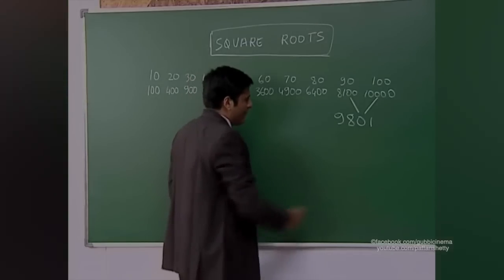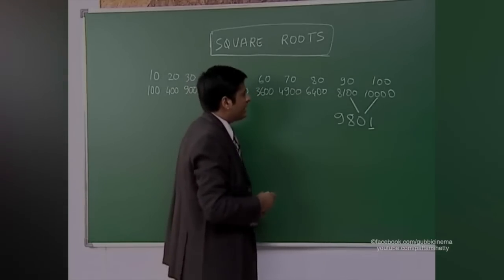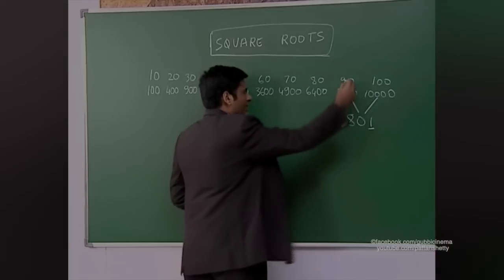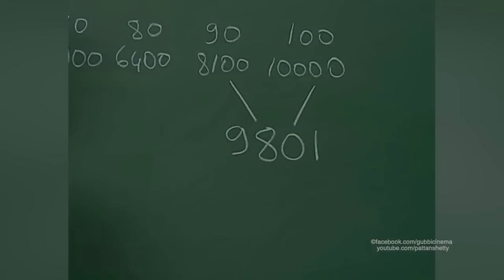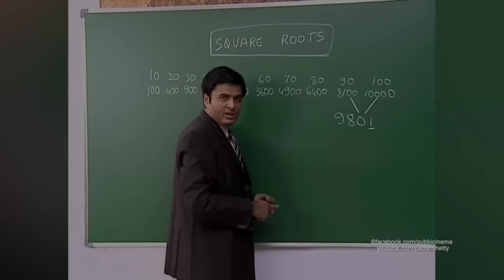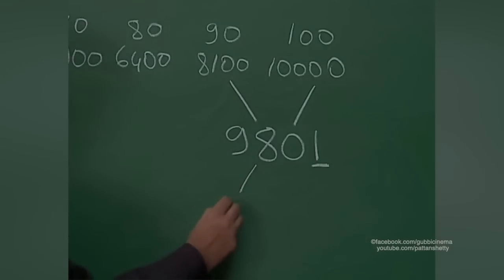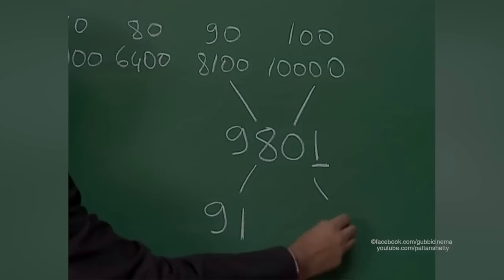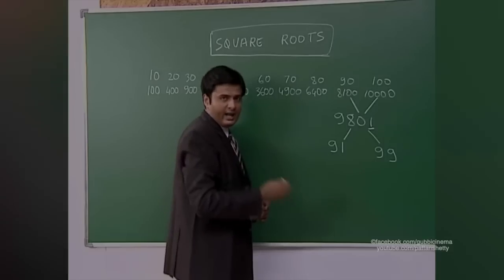Now, because the number ends in 1, as we have seen, the square root will end in 1 or 9. We know that the answer is between 90 and 100, and also that it ends in 1 or 9. Between 90 and 100, we have numbers like 91, 92, 93, 94, 95, 96, 97, 98, 99. Again, we are interested in only those numbers ending in 1 or 9. So our possibilities are either 91 or 99. Let us see which out of these two is our correct answer.